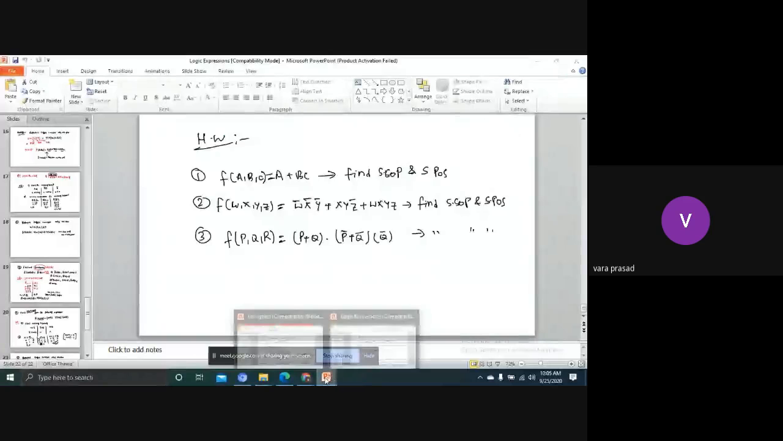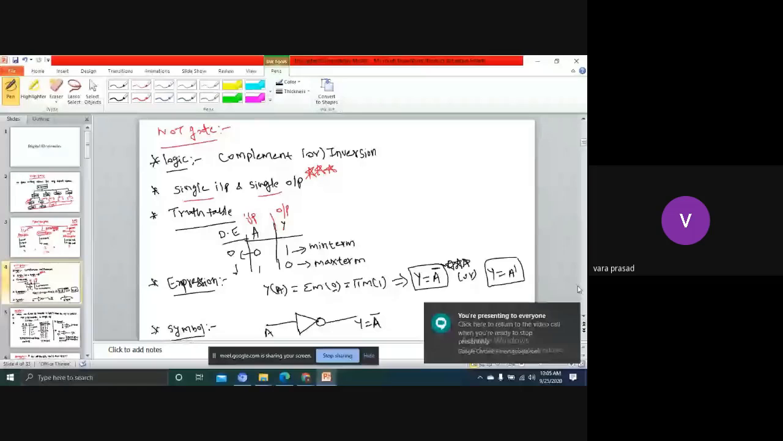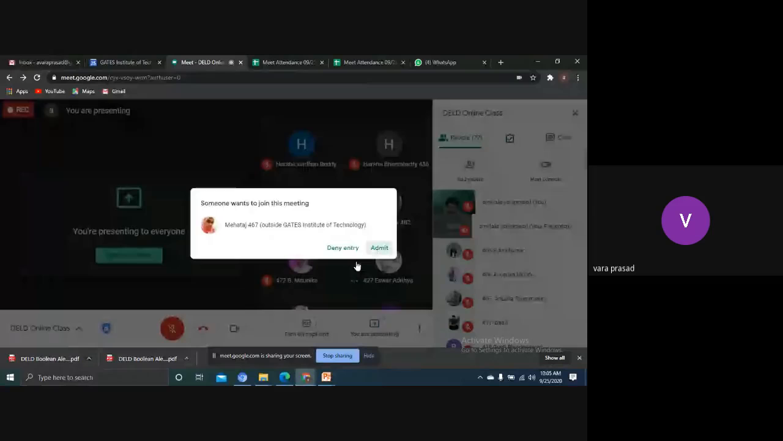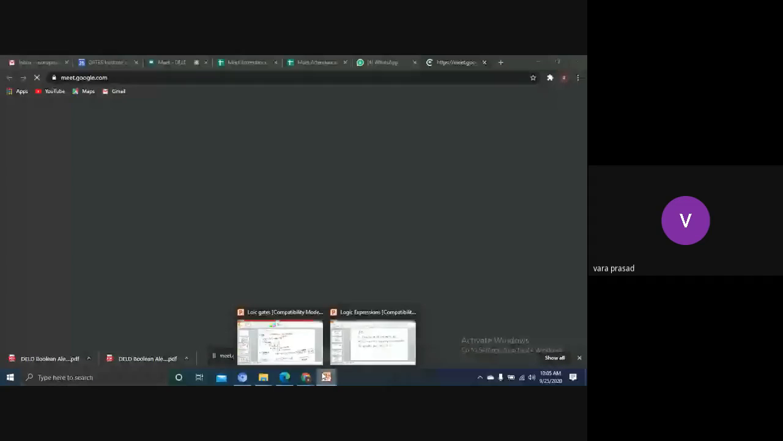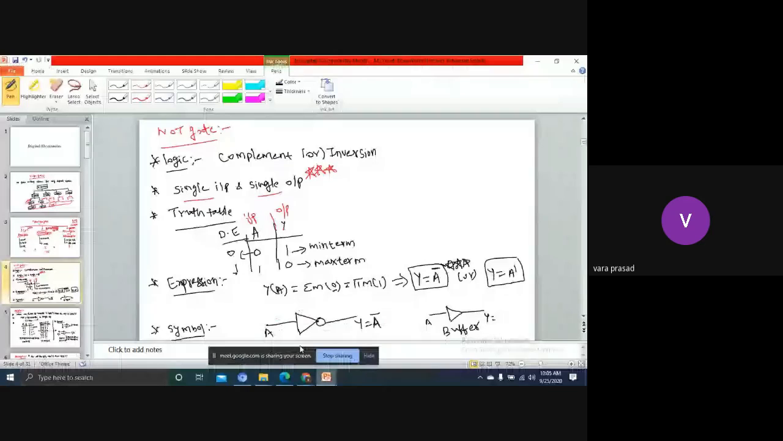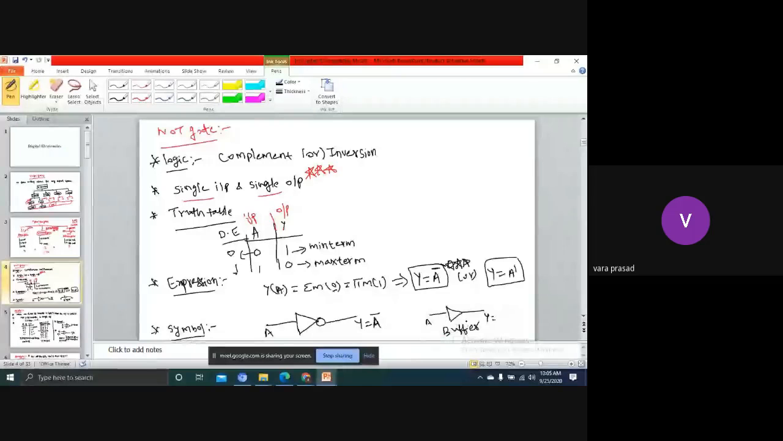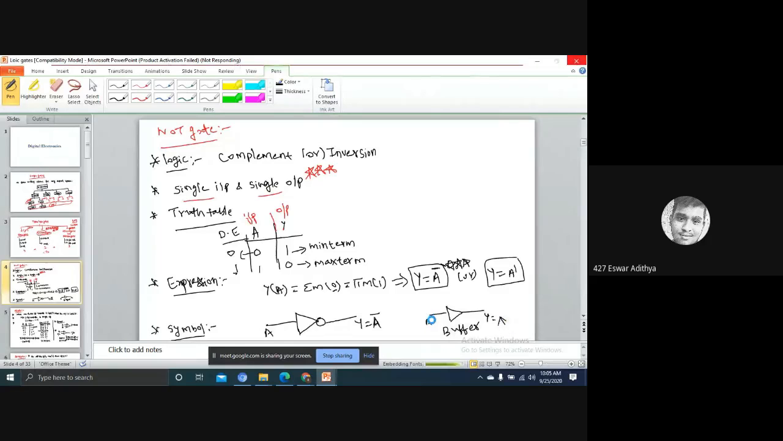See, there is no bubble, that we can call a buffer. Okay, with the bubble, it's a NOT gate. Generally, listen carefully, what a buffer does means Y is equal to A.